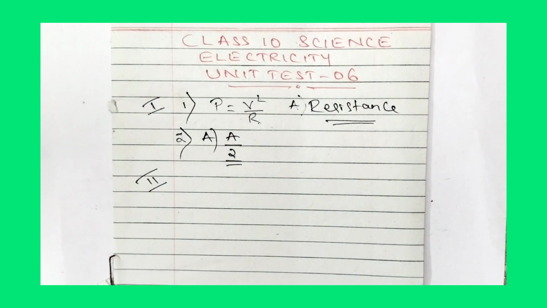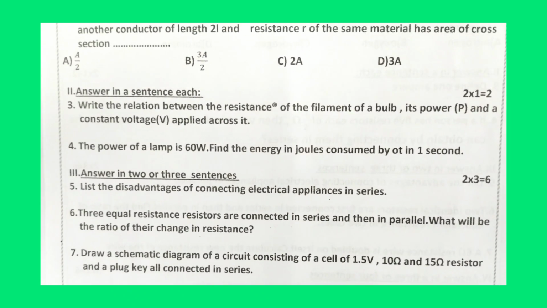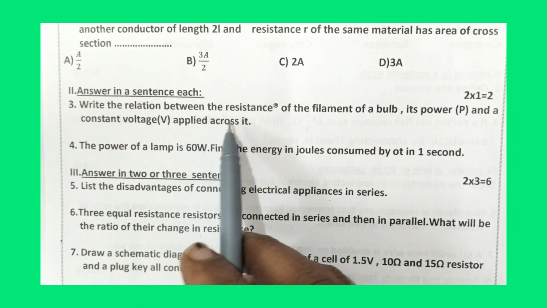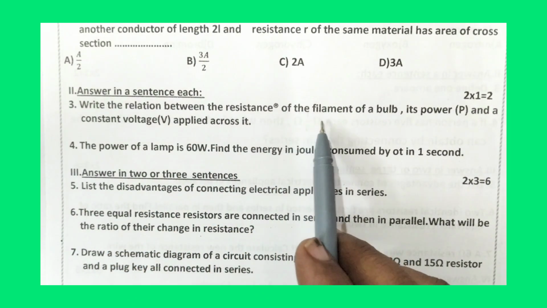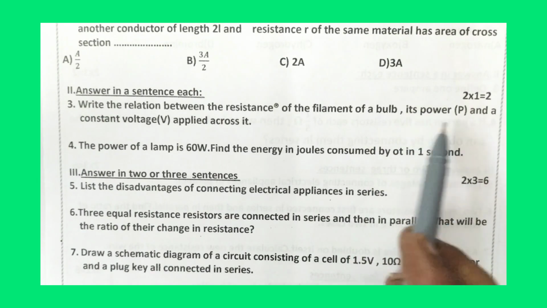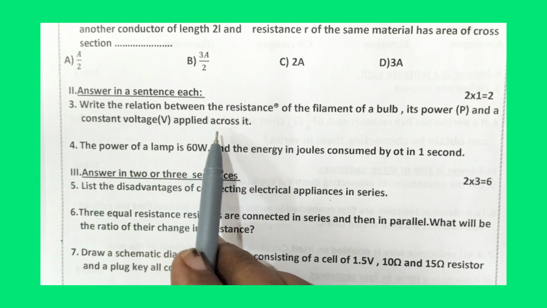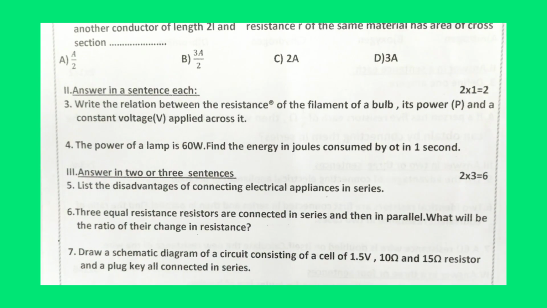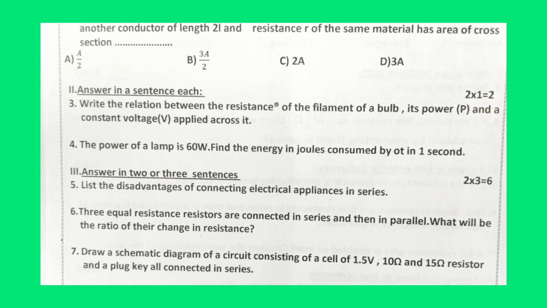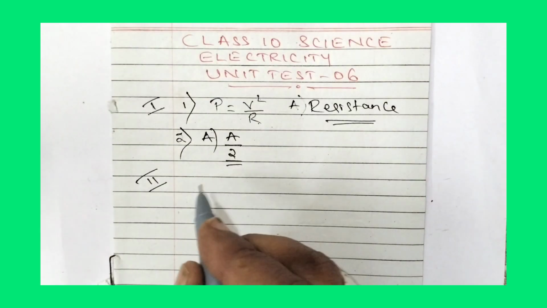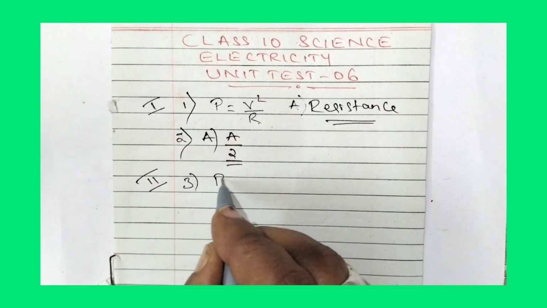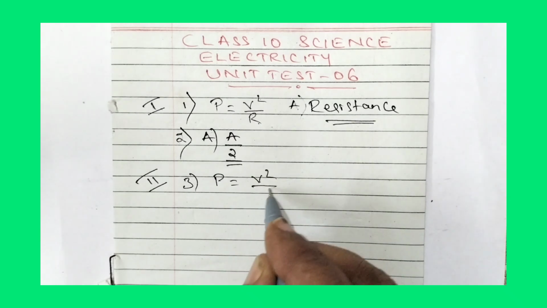Then let us move to the next question: write the relation between resistance of the filament of a bulb, its power and constant voltage applied across it. So the relation between resistance, power and voltage is P is equal to V square divided by R.